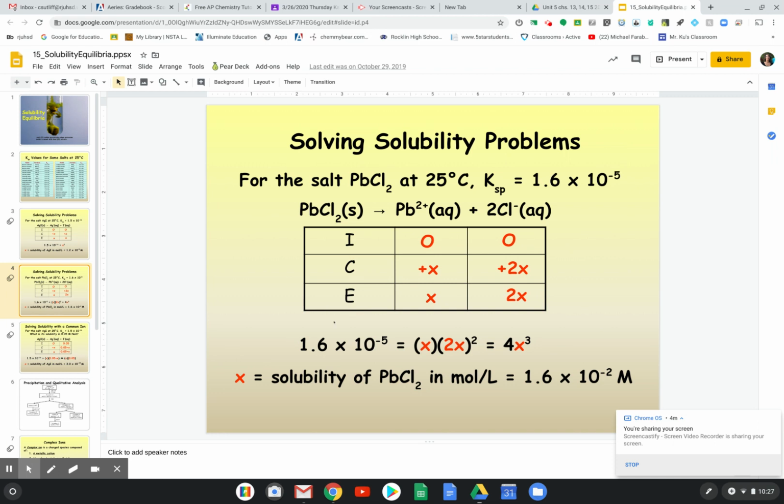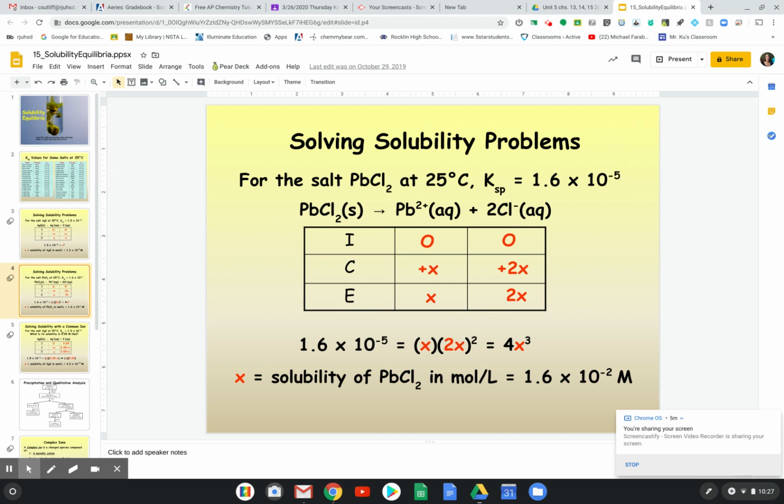Once again, on this slide, I did not write the expression with the chemicals. You should do so. It should be here: Ksp equals the concentration of Pb2+ in brackets times the concentration of Cl- squared, because of the coefficient, in brackets. So then I would put in what my Ksp is. I'd put in the X, and then of course at equilibrium you have 2X squared.